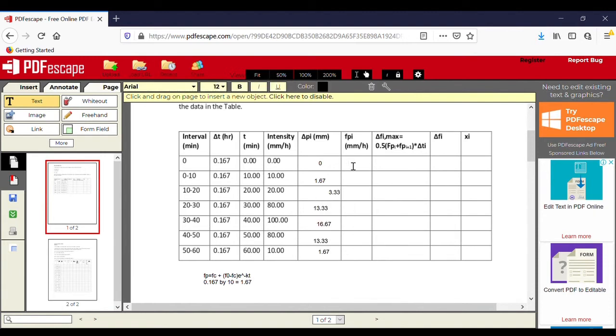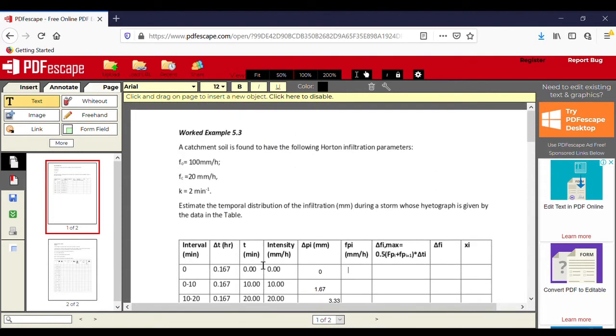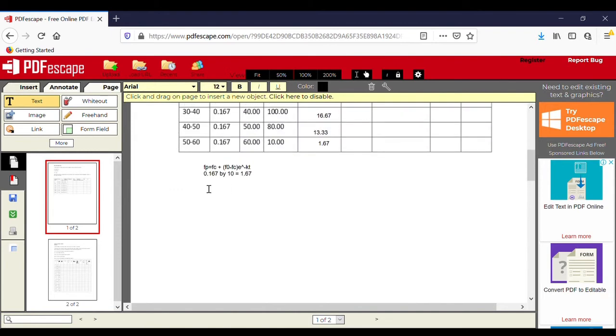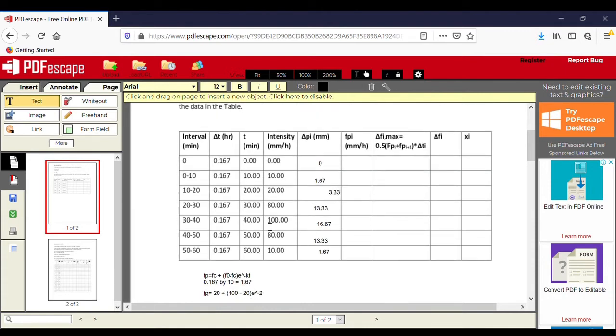You get it using the formula that is given. The formula is FP equals FC plus (F naught minus FC) exponential raised to the power minus KT. Now we have our parameters. F naught is 100 mm per hour, FC is 20 mm per hour, and K is equal to 2 minutes. So the equation will be FP. For each value of the time, you have to put the value for each one. The first one was 0, the second one is 10, the third is 20.